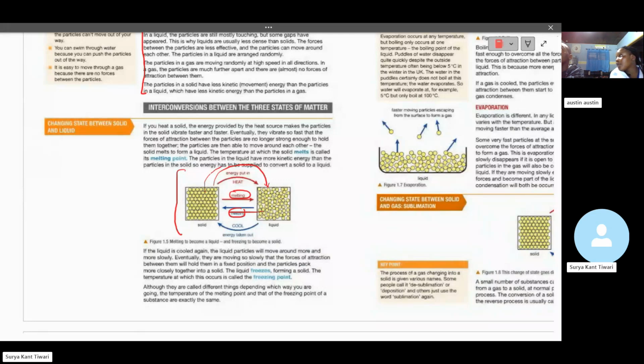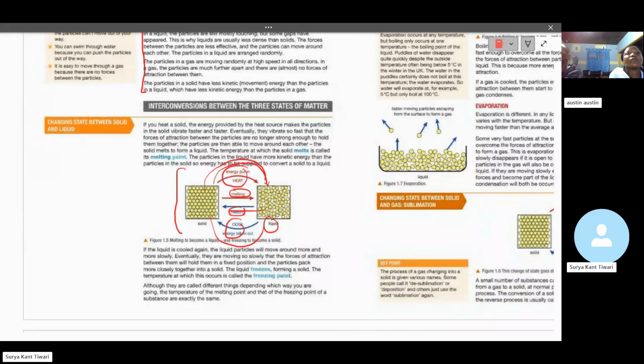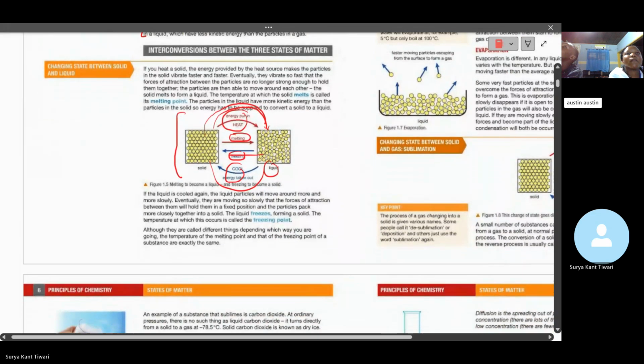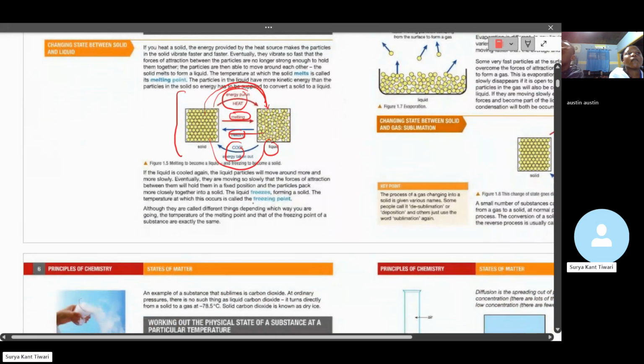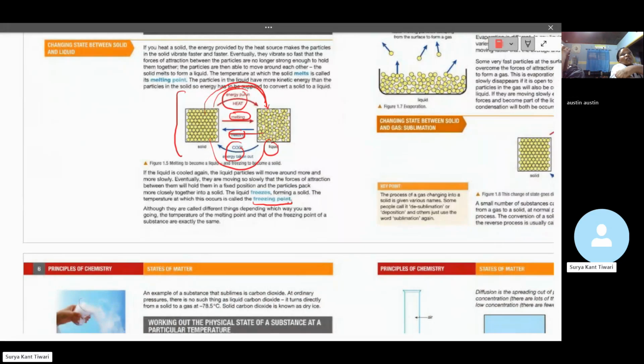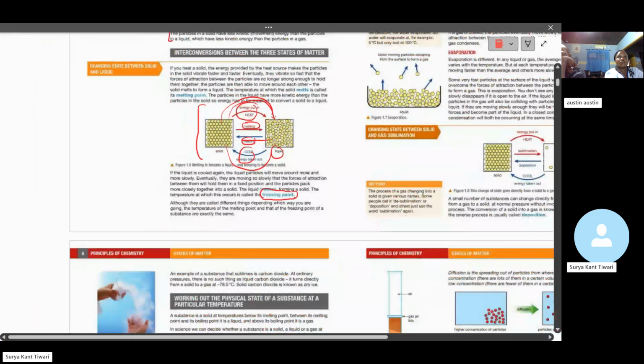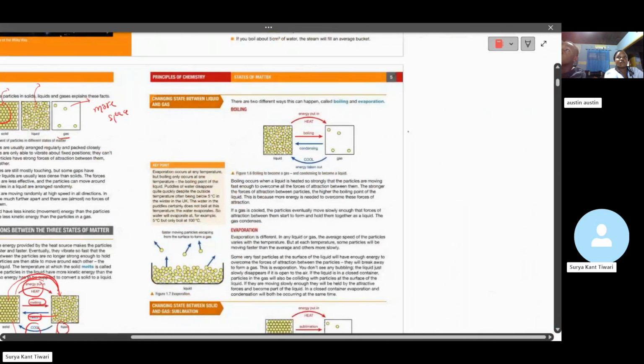When you have to make a solid a liquid, you have to give heat. When you have to make a liquid a solid, you have to cool it down. You have to take energy out of it. What is freezing point? The temperature at which a liquid becomes a solid is called freezing point. Good job. After that, there is one more process here.